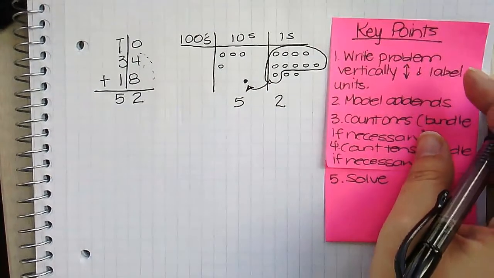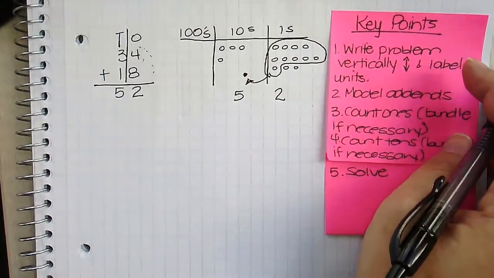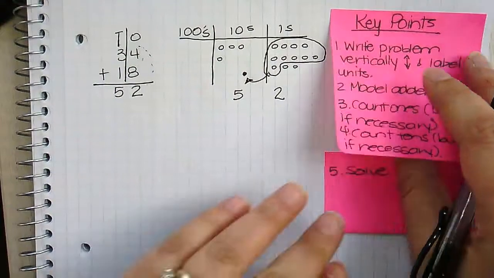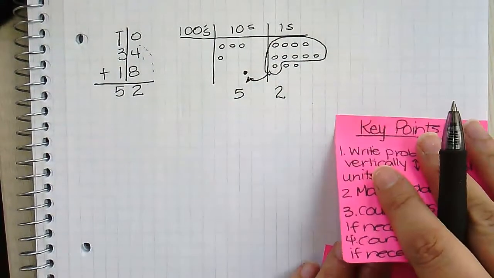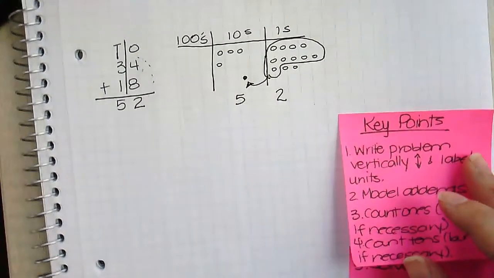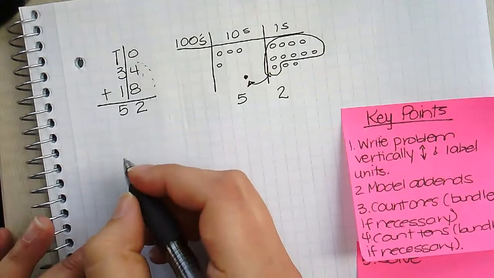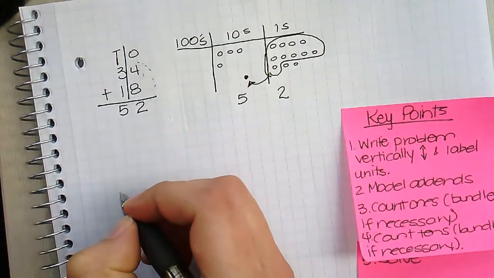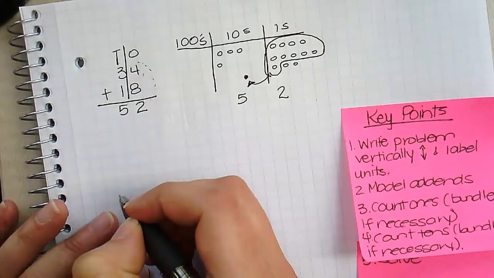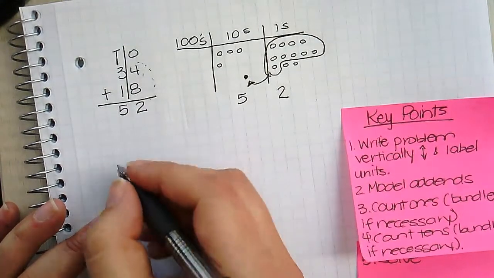0. Okay, what I do, you do, boys and girls. So this time we're going to solve the problem together. So I'm going to move my key points over here. So let's look at this problem. And we're going to write 134 plus 18 vertically. So make sure that you line up the ones and the tens together.